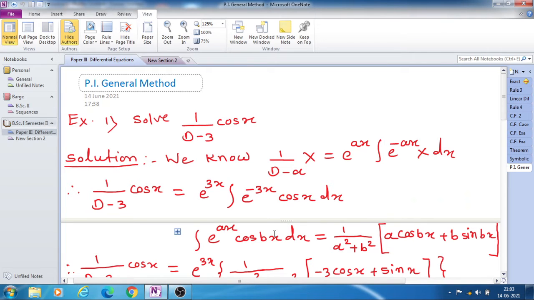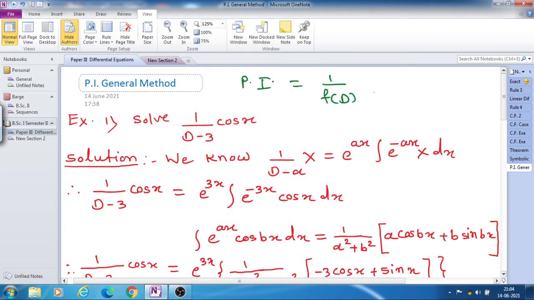Now in the last lecture we have seen that the particular integral is equal to 1 upon f(D) operating on capital X. So to find the particular integral, we must know how to calculate 1 upon f(D) into capital X, and for that we have seen two formulae.